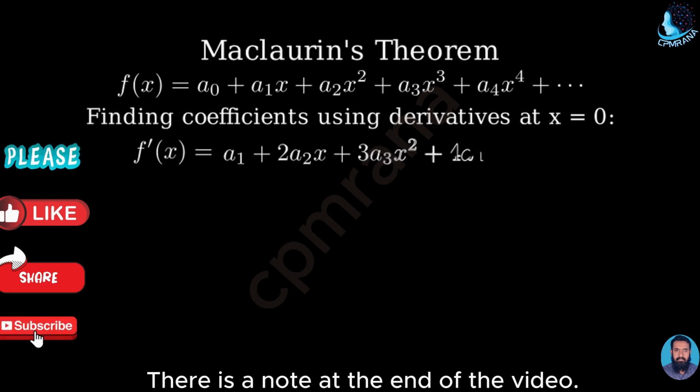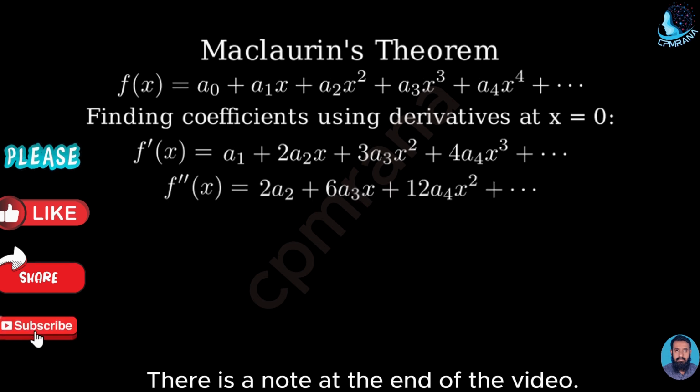First, let's take the derivative of our function. When we differentiate term by term, we get this expression. Let's continue and take the second derivative. Notice how the coefficients change with each derivative. And here's the third derivative. Each time we differentiate, the powers of x decrease and the coefficients change according to a pattern.